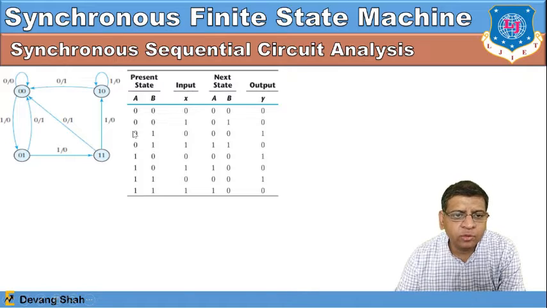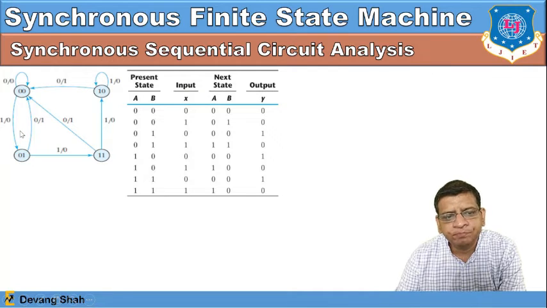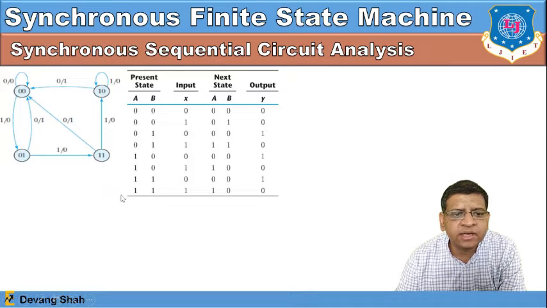Based on that, you can see the third state where 0 and 1, output goes to 0 0. So 0 and 1, output goes to 0 0, where the input is x, which is 0, and output is y. And according to that, you can go and discuss all these 8 states.